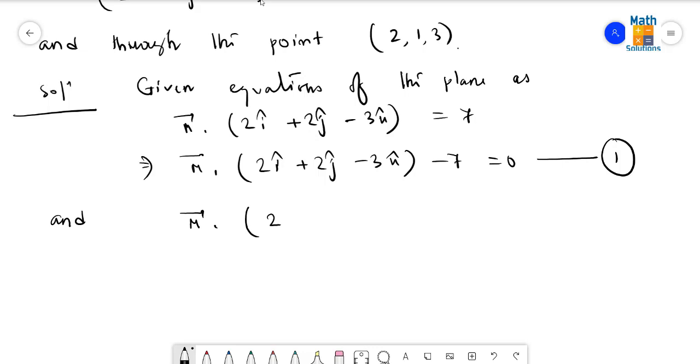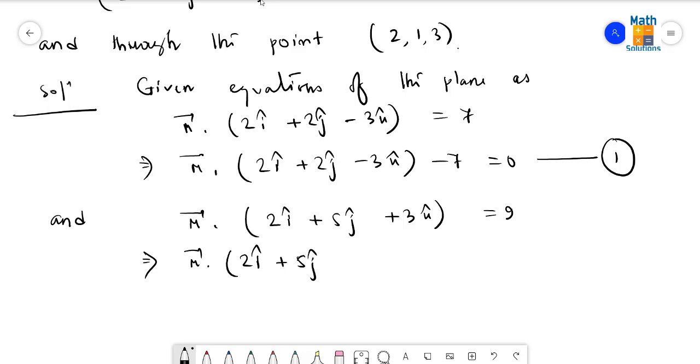Vector r dot (2i cap + 5j cap + 3k cap) is equal to 9. So from this we can write vector r dot (2i cap + 5j cap + 3k cap) minus 9 is equal to 0. This should be the second equation. So the equation of a plane passing through the intersection of two planes can be given in this way.